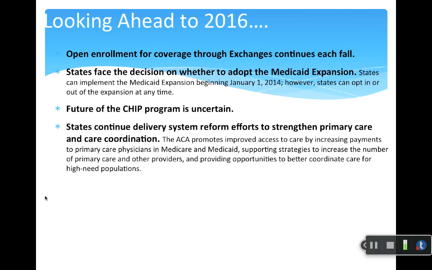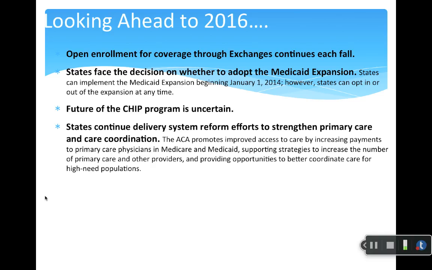So looking forward to what's coming for the Affordable Care Act. Every fall, the health insurance exchanges will open. There will be an open enrollment period. Any states that haven't expanded their Medicaid programs, they still have the option to do so at any time. They can opt in and out of the expansion whenever they want.